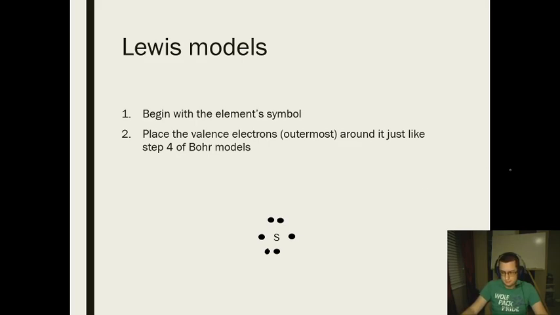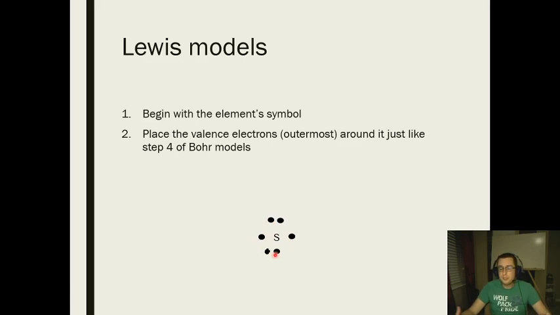That's all sulfur's Lewis model is. It's just simply an S, and you do 1 dot, 2 dot, 3, 4, and then pair up for 5 and 6, and that's all there is to it.